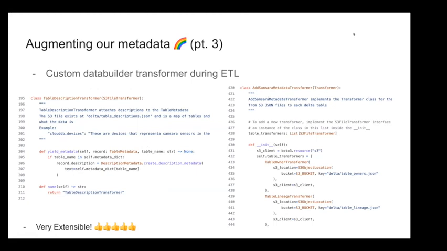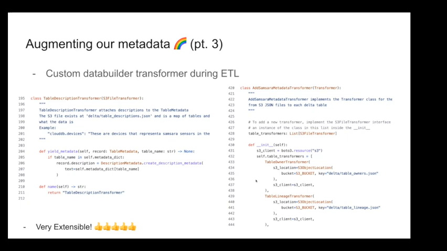If you look over here on our right, we actually wrap all of these transformers in a larger transformer that implements that data builder transformer class. So we can just shove it into our code that runs the ETL process. And then we have a list of all of our transformers. So here's a table owner transformer, table lineage transformer. And those constructors take in the S3 bucket where the file lives, then the actual key where that JSON file is. And this was great.